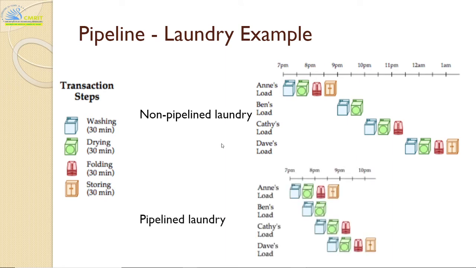However, when you have a pipelined laundry, you can compress this, because you're using different resources here. You're not using the same resource for every slot. So for example, once Anne is done with washing, Ben can start washing.